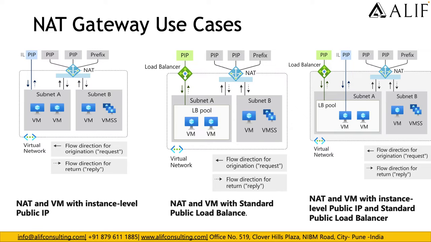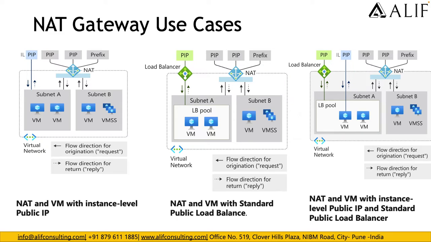The request which is coming in on the VM public IP will be responded to directly from there, but for requests originating from the VM, the response goes out through the NAT gateway only. Another case: having a load balancer and having the NAT gateway, that's something you can do.